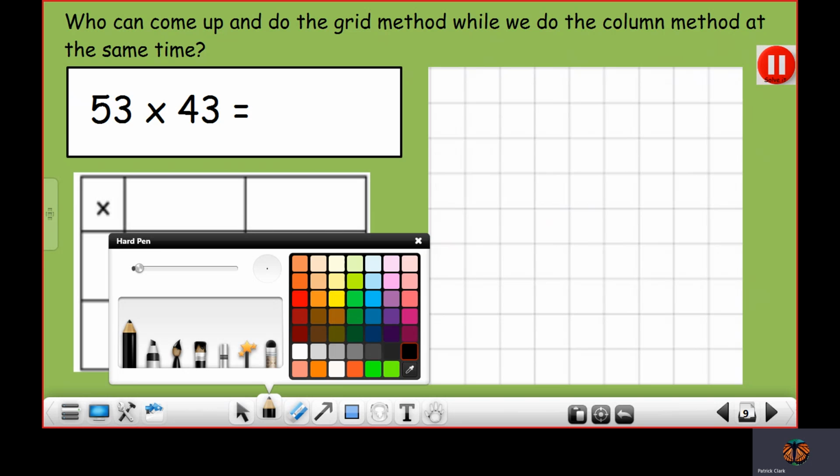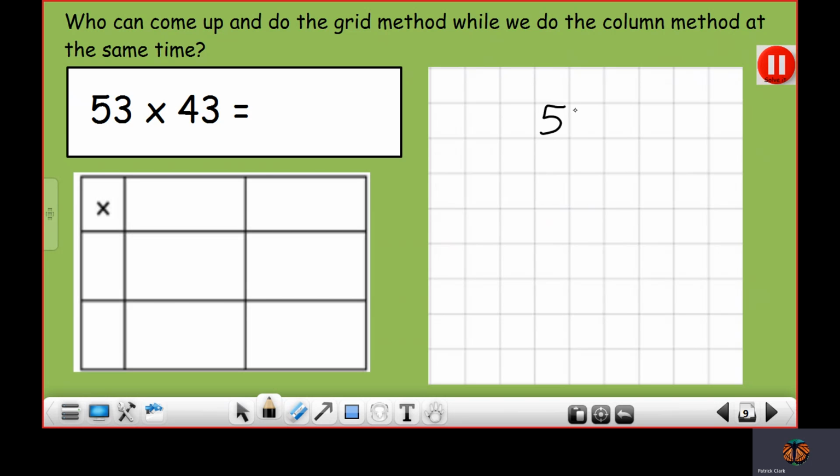To show this in my column method, I have to write 53. The times symbol goes on the left-hand side of my digits, and 43 goes underneath. I then draw a short line that's nice and neat there. Now I remember I have to do, and I'm going to write this down just so it's clear for everyone, 53 times 3, and I have to do 53 times 40.